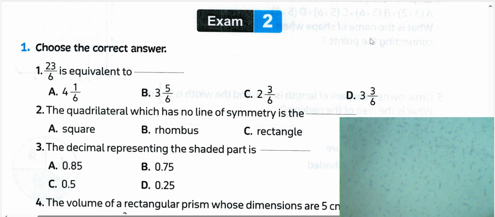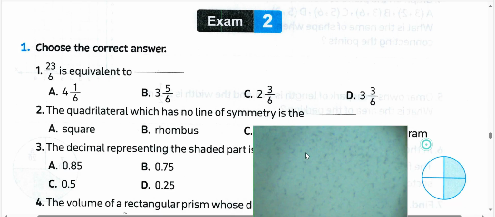النهارده ان شاء الله هنكمل حل كتاب المعاصر كورس تدريبات الترم الثاني عام الدراسي 2025 exam number 2. Question number 1: choose the correct answer.